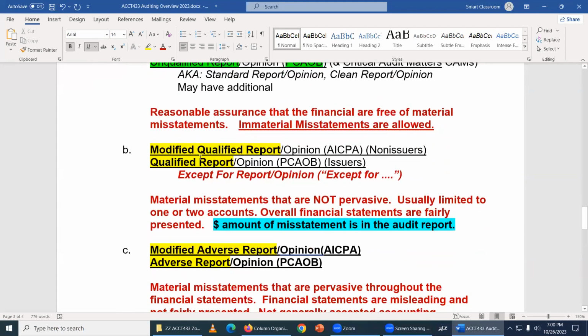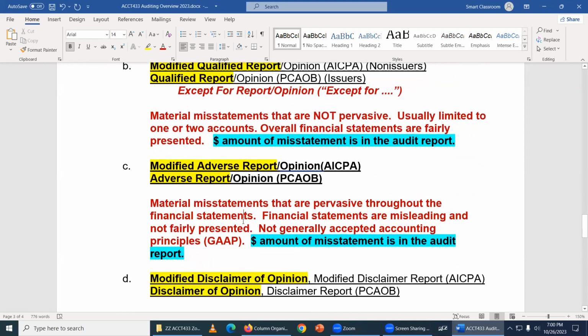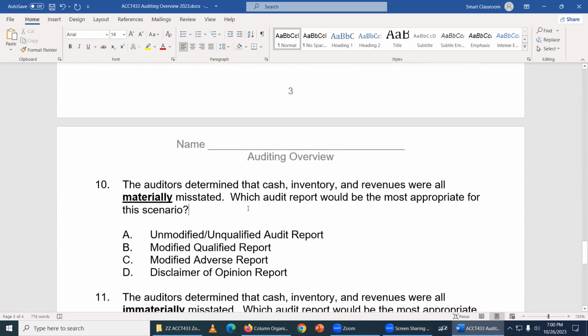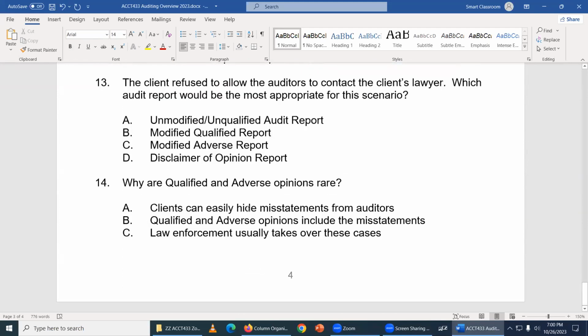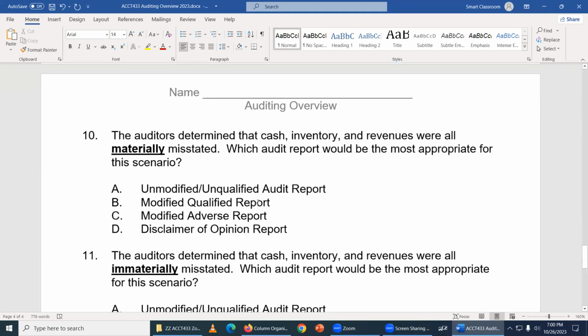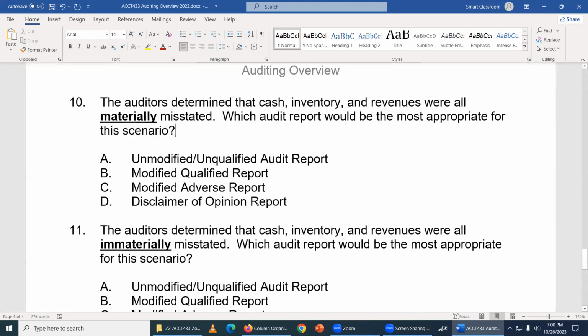And again, the modified qualified and the modified adverse are rare because we put the dollar amounts in. Disclaimer of opinion, those are rare also. Usually it really depends. But let's go through some of these. How many are there? 4, 5? We'll go through these 5 and then we'll take a break. Okay.